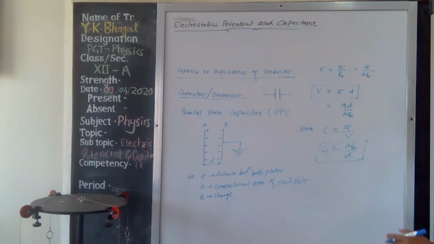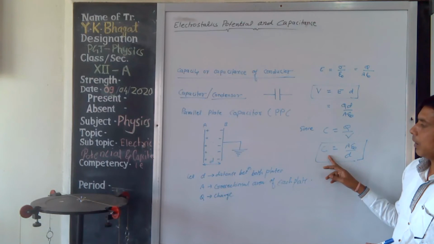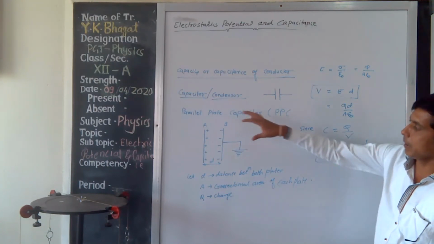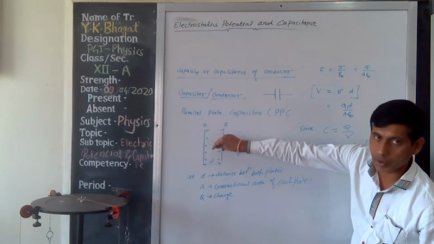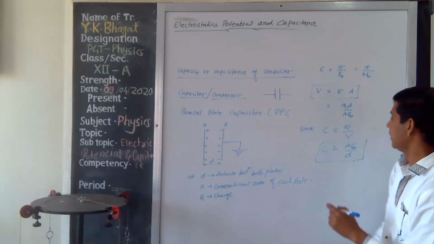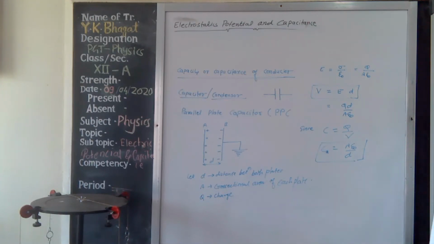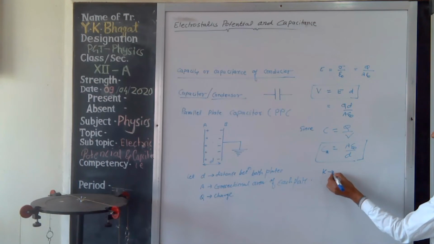But this is the formula for the capacity of a parallel plate condenser when there is no dielectric medium between the plates, meaning air or vacuum is present. It can be written as Ca equal to A epsilon naught by D. Suppose K is the dielectric constant.